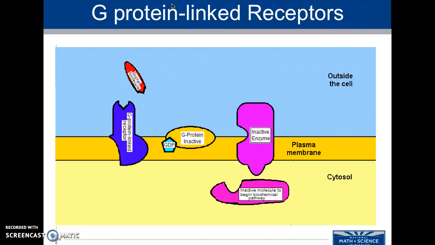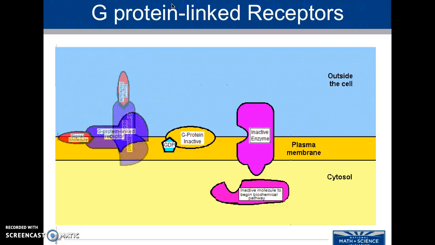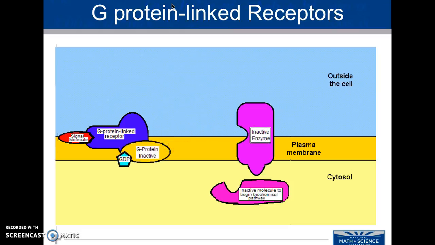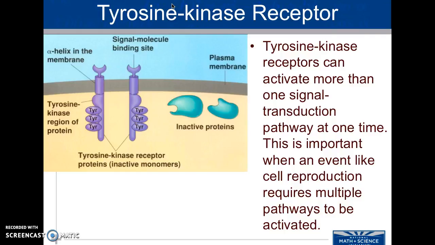So our signal molecule, usually our hormone, would be a non-steroid hormone. It binds to the G protein linked receptor. It's going to activate that yellow G protein that we see, and then it's going to activate an enzyme, which causes a pathway to occur.